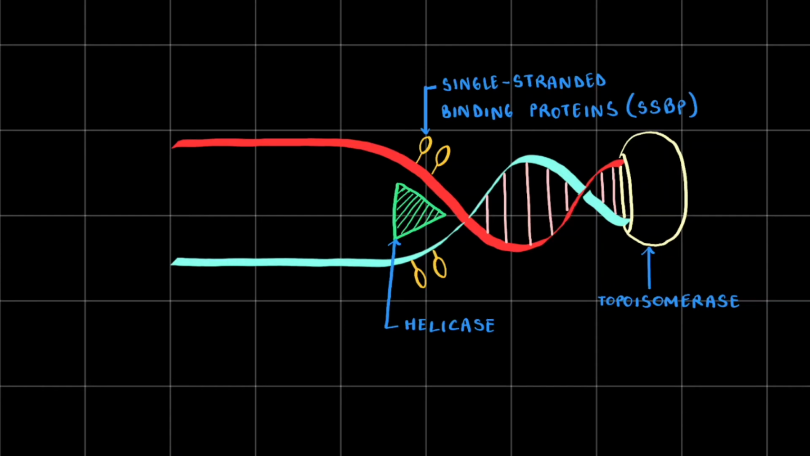So once it has been opened, there needs to be something that stabilizes it in that open state, because that open state is less stable than its natural helical state. So the SSBPs are actually involved in the stabilization of the separated DNA strands, and that's why single-stranded binding proteins are important.